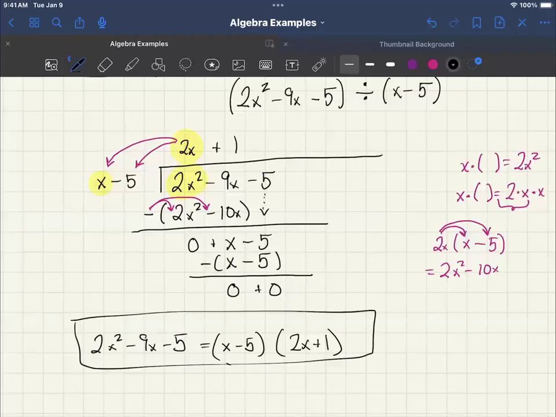Now, this is only one way to divide out polynomials. There's a second way called synthetic division.